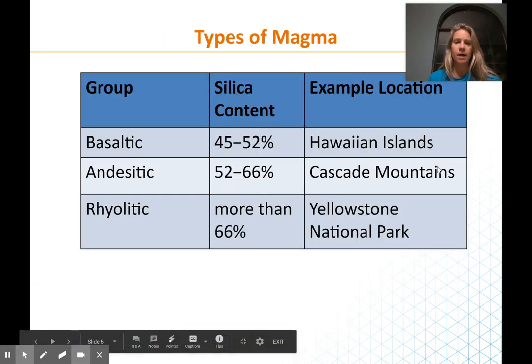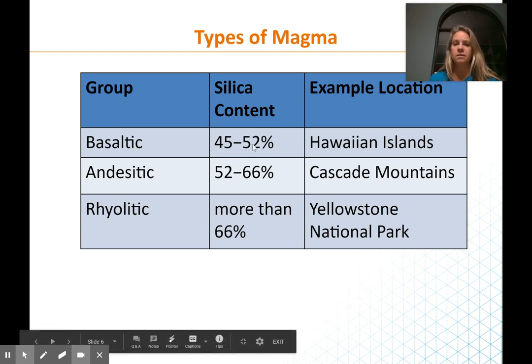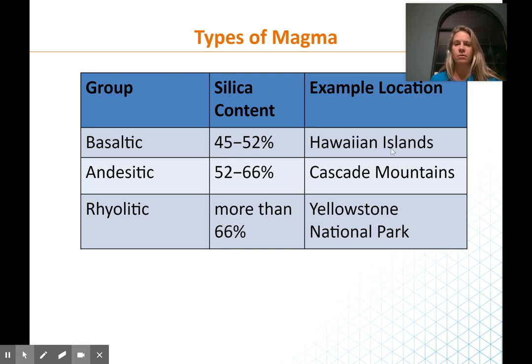All right, so our types of magma are categorized by silica content. Later, when we talk about volcanoes, whether a volcano is going to be really explosive or kind of runny has to do with the silica. The more silica, the more explosive the volcano is. With basaltic, the silica content is about half. A good example here would be the Hawaiian Islands. And then andesitic, a little bit more, and the Cascades, which are Lassen and Shasta.